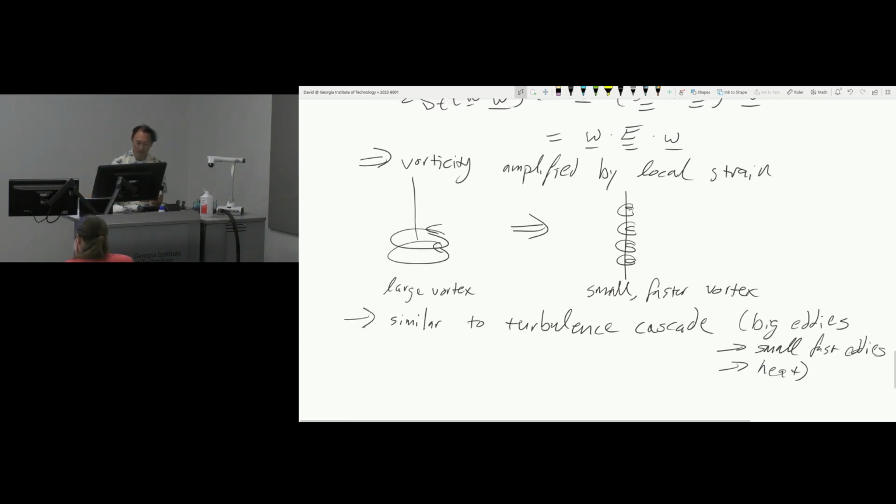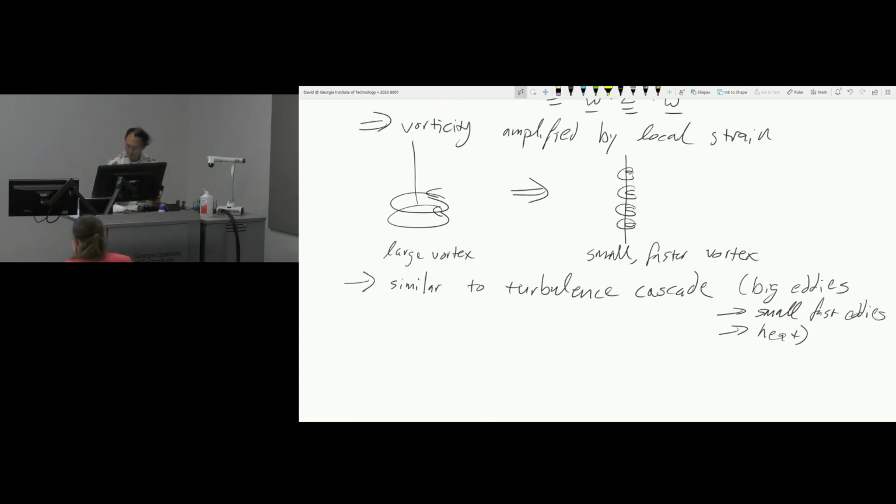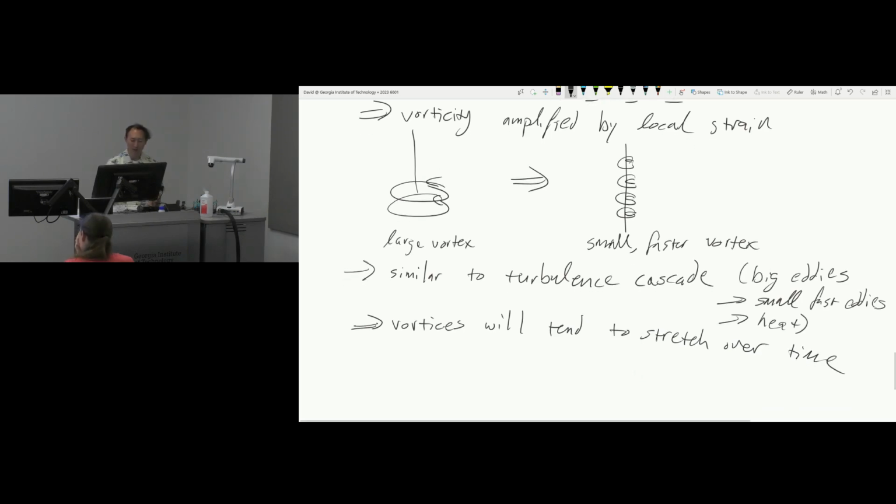So two things from this example. You've got vortices that will tend to stretch over time. There's one counterexample where they don't do this. Imagine you saw the length of that fire whirl in the demo. It was only about an inch high before, and this became like 3 inches high.